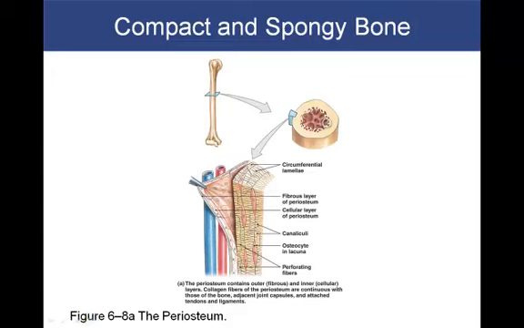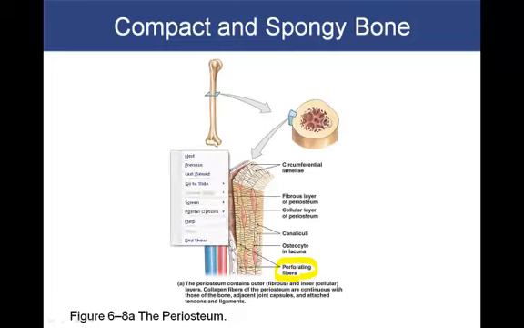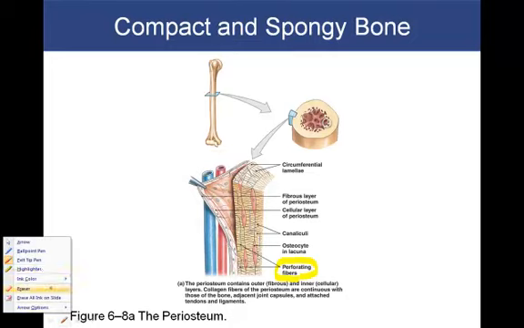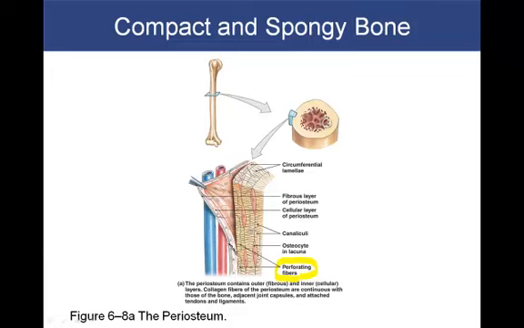And let's just take a look at that. Right here we have the perforating fibers. It doesn't show it tremendously well, but if we were to look at this, we find that these collagen fibers from the periosteum are literally embedding themselves into the circumferential lamellae of the compact bone.